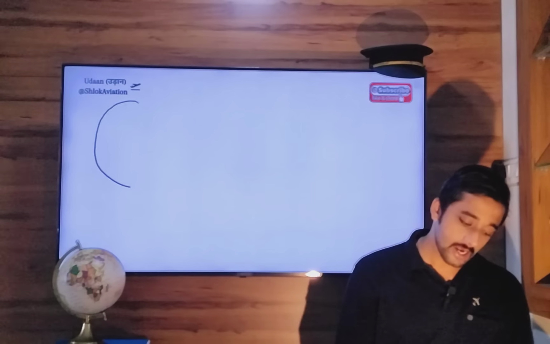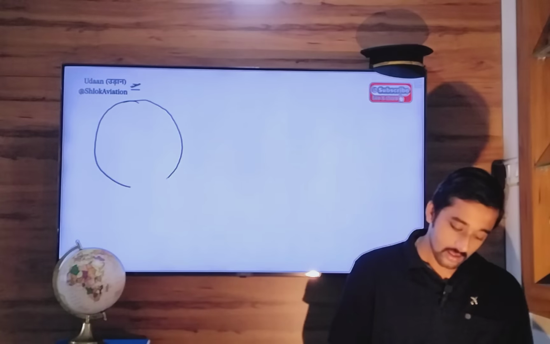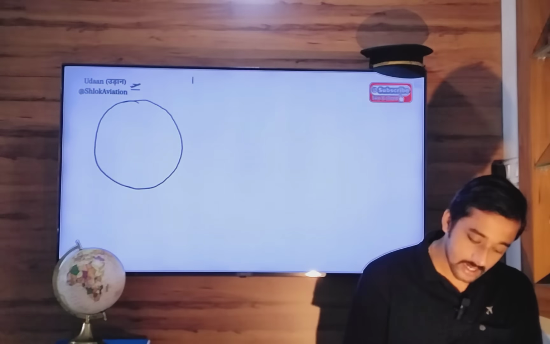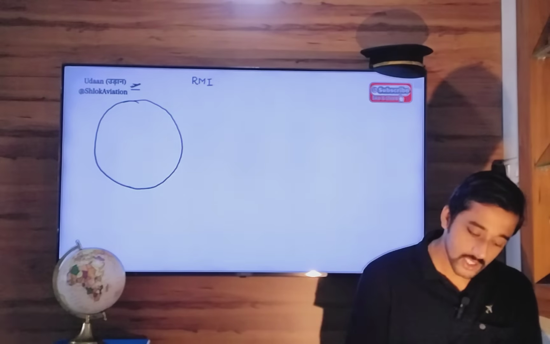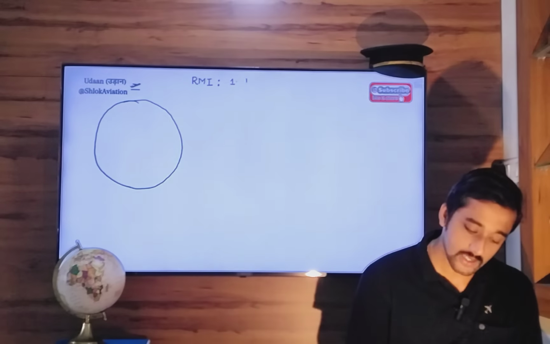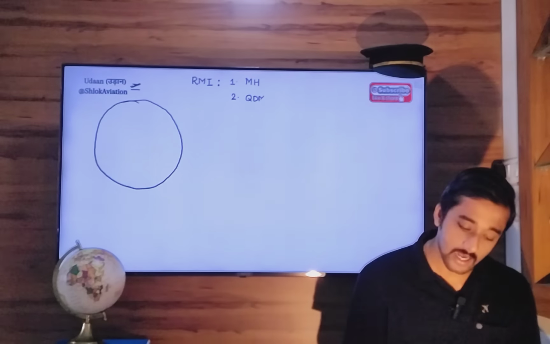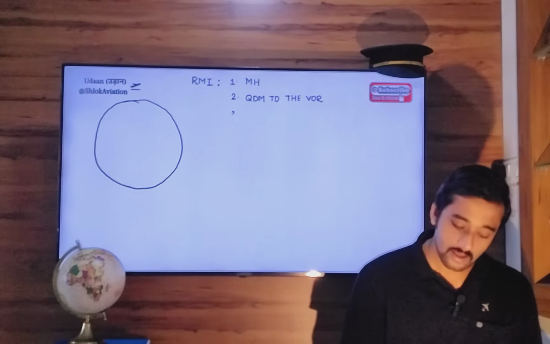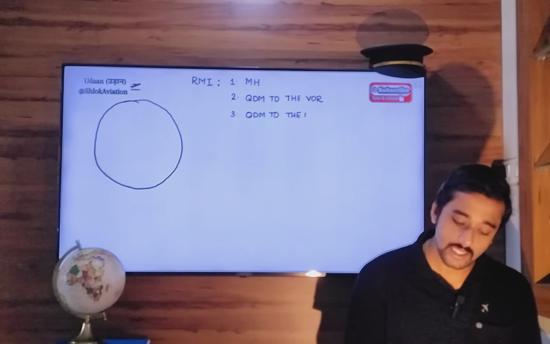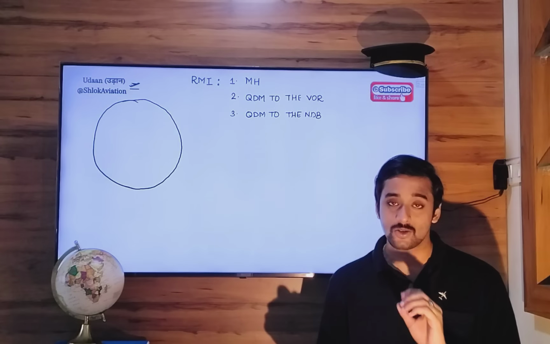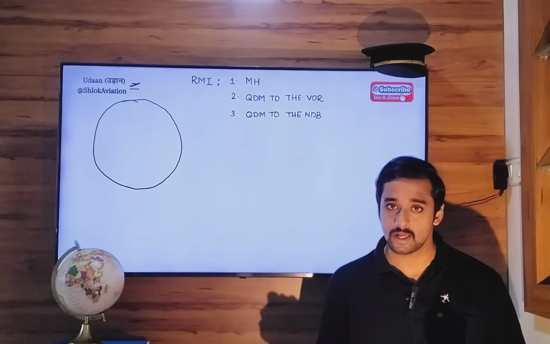RMI is nothing but a radio magnetic indicator. The radio magnetic indicator gives you three things. First, it displays the magnetic heading of the aircraft. Second, the QDM or magnetic track towards the VOR station. Third, the QDM or magnetic track to the NDB station. So it doesn't show relative bearing. It directly gives you the track that you must fly to go directly towards the VOR station or NDB station.